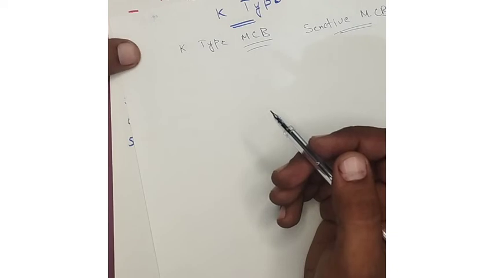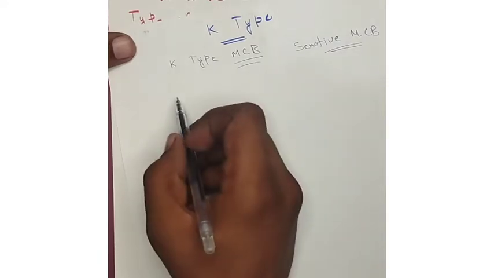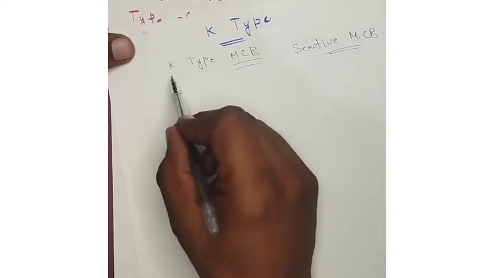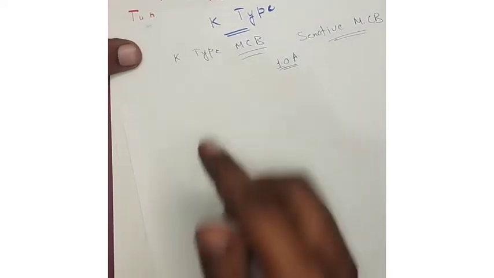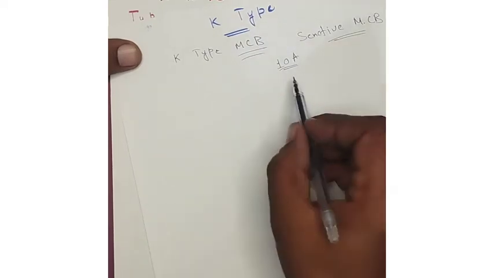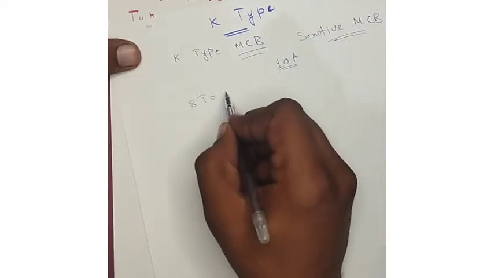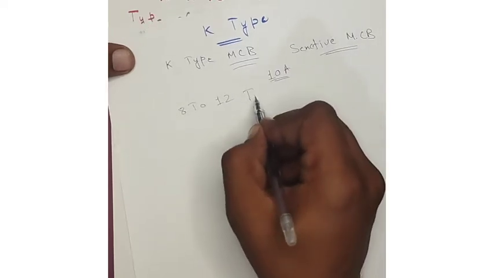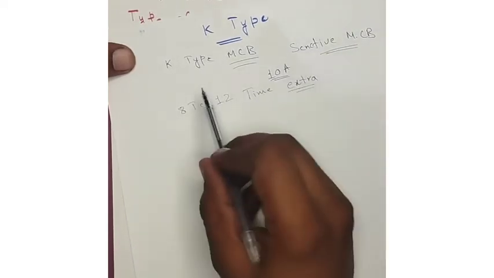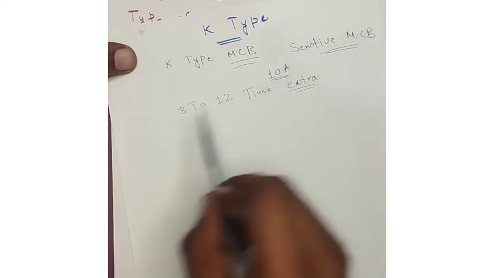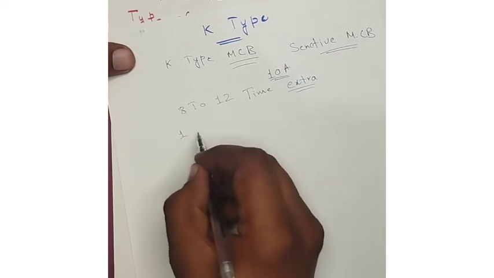So why do we call this MCB sensitive? I hope I will explain properly. Suppose we have one MCB, the type of MCB is K type, and the rating of MCB is 10 ampere. If this MCB takes 8 to 12 times extra current, this MCB will trip in 1 millisecond.